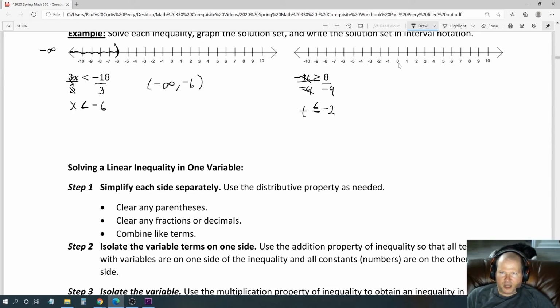Okay, now we're going to plot the negative 2. Negative 2 is right there. It says t is less than or equal to, and because of the equal part, we're going to have a bracket instead of a parenthesis, and because the arrow is pointing towards the left, or because it's saying t is less than, which is to the left, we are going to make the bracket open up towards the left, and we just shade all that in. Because it's going off to the left forever, we have a negative infinity there. So we are going to say negative infinity all the way up to negative 2, bracket, parenthesis.